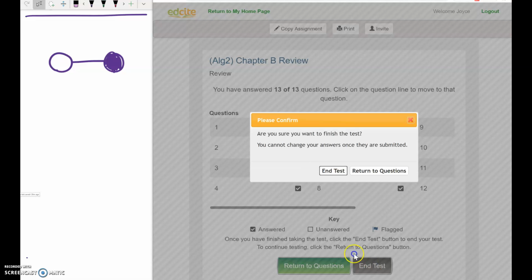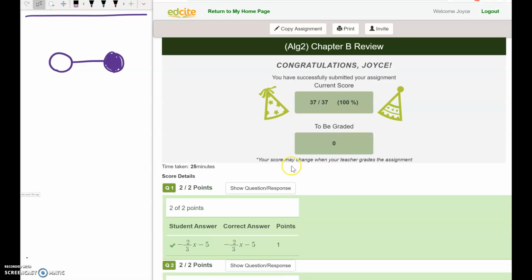And that's it. Let's see how we did. Woohoo! 100%. How many questions are going to be on the test? Same. There's going to be the same number of questions on the test that there are on the review.